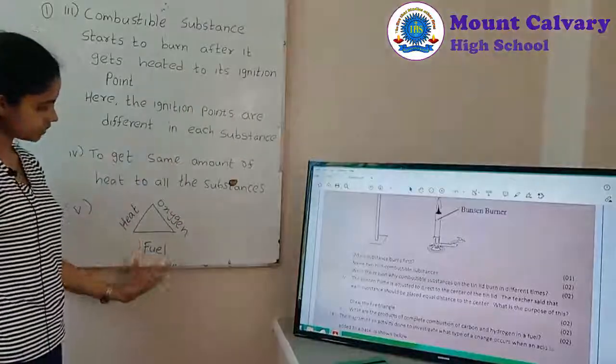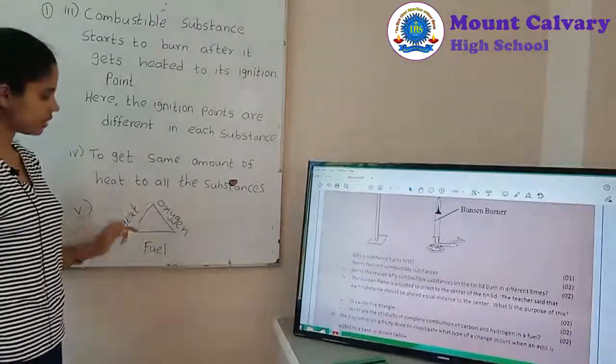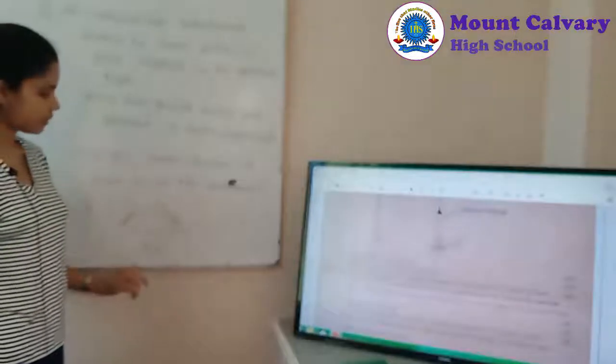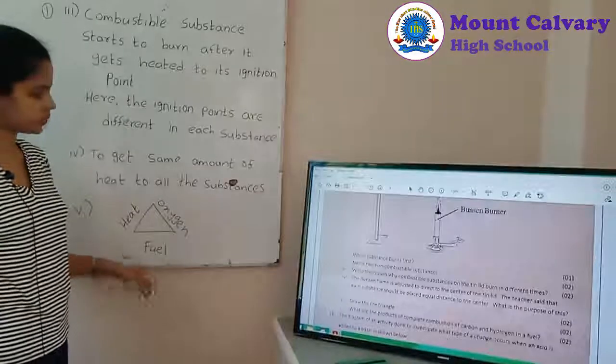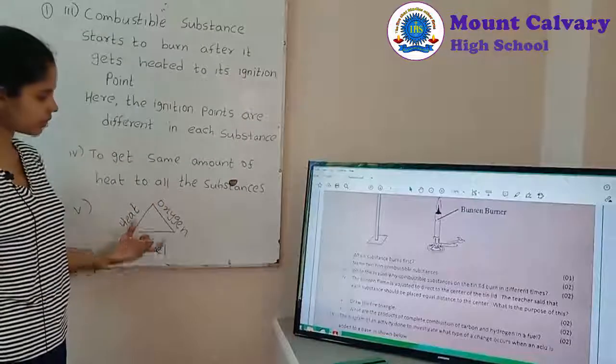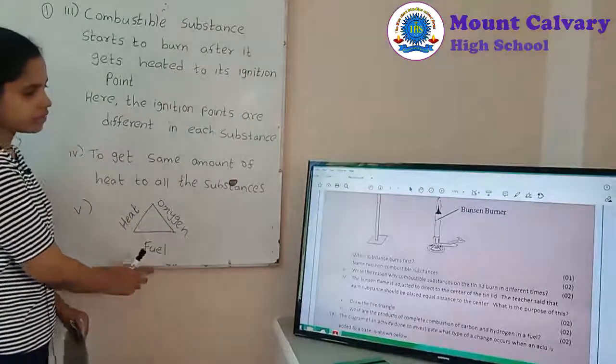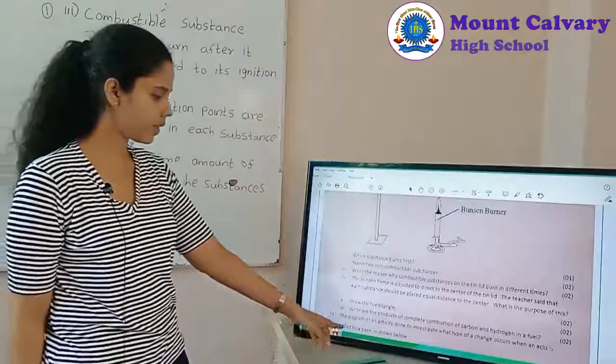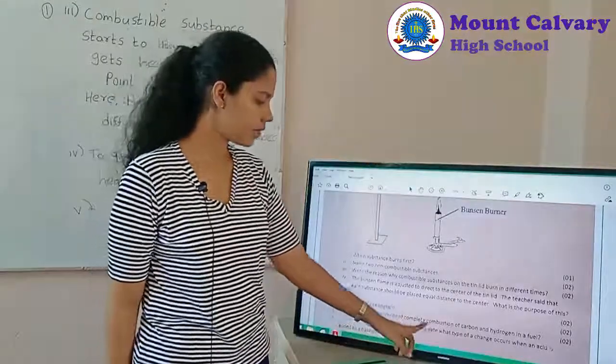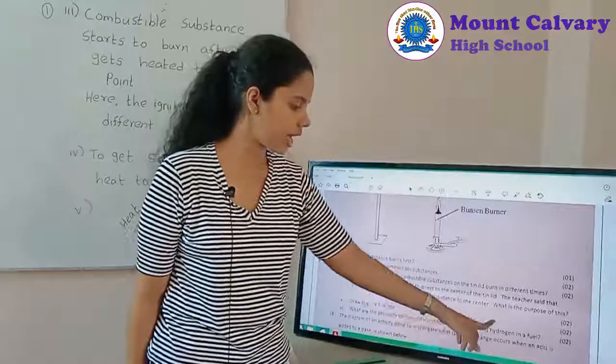Then also it needs what? Fuel. So these three components are important for a substance to get burned. So what are the components in the fire triangle? Heat, oxygen and fuel.